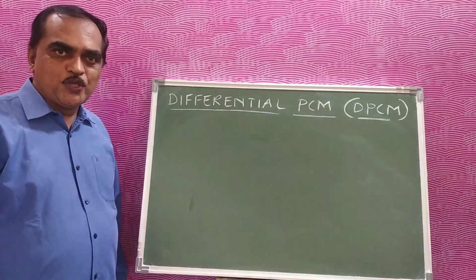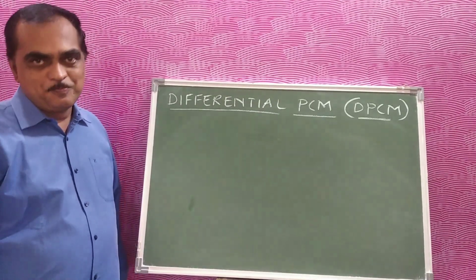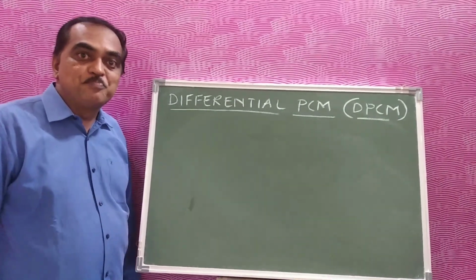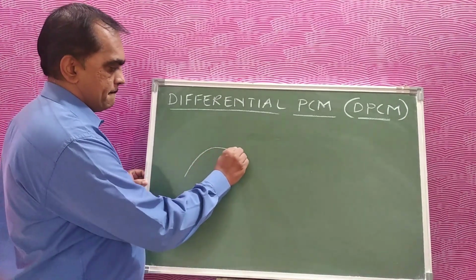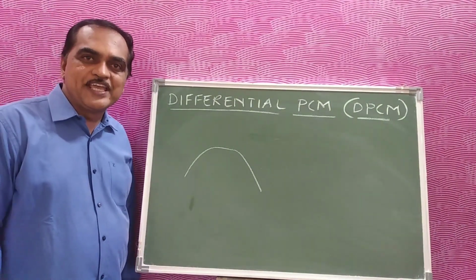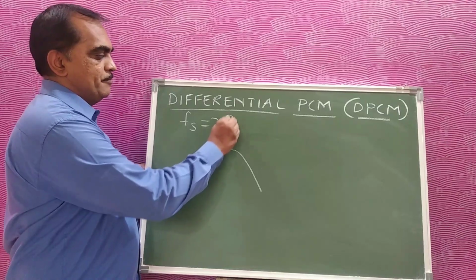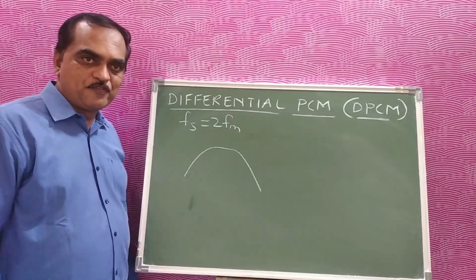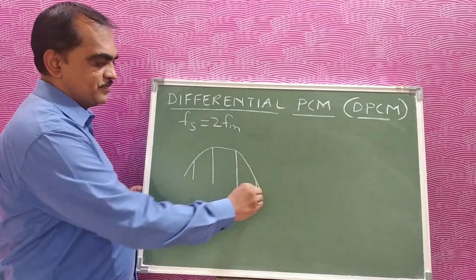Dear students, today we'll see what we mean by differential pulse code modulation, that is DPCM. Now, if you see our previous concept of PCM, if you have taken a wave like this, and if you have taken samples near the Nyquist sampling rate, where Fs is equal to 2 FM, twice the highest modulating frequency, you will get one sample here, one sample here, one sample here, one sample here.